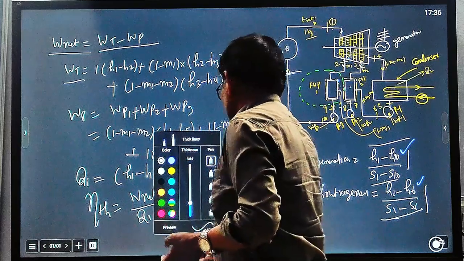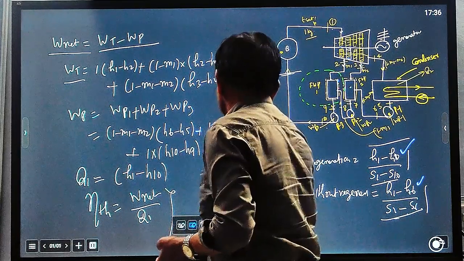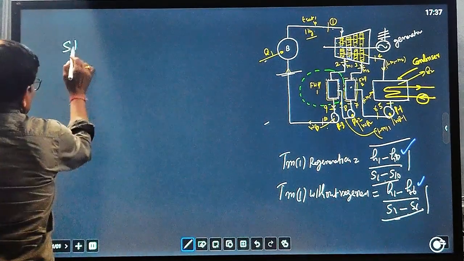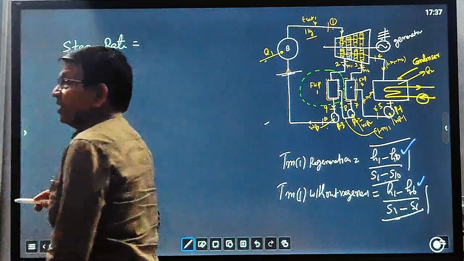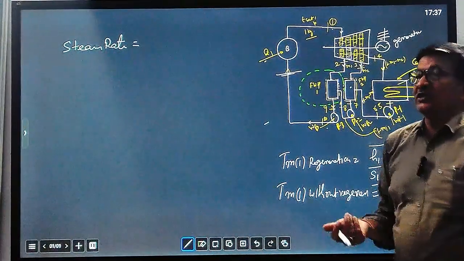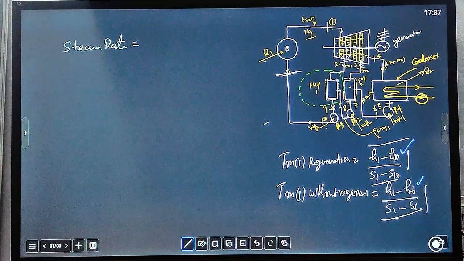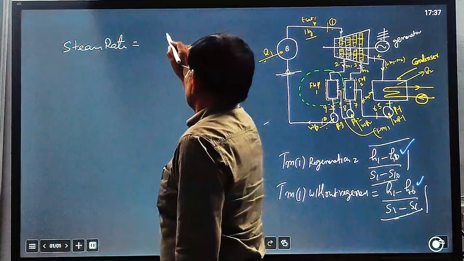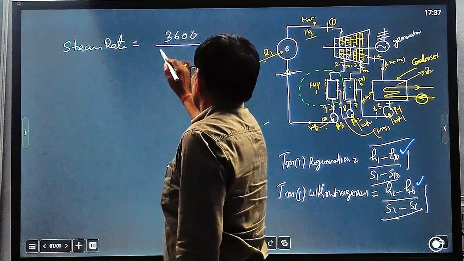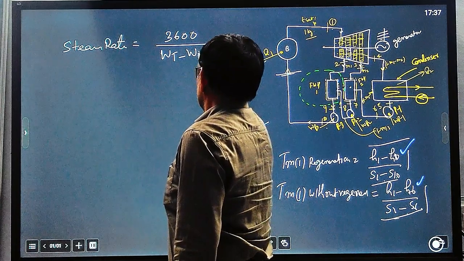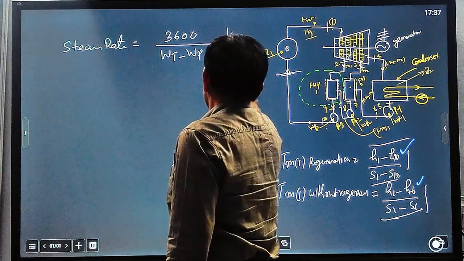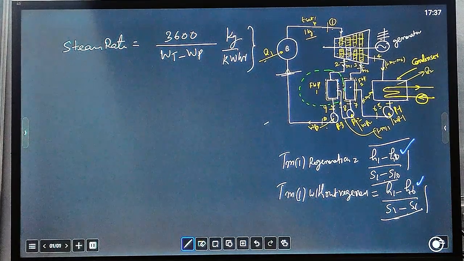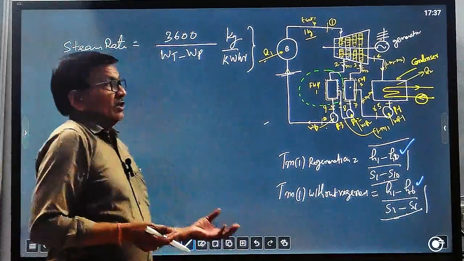If you want to calculate steam rate, again I want to define the formula of steam rate. So now steam rate is the kilogram of steam required per hour to generate 1 kilowatt of net power. It is 3600 upon W_T minus W_P, kg per kilowatt hour. This is the steam rate. So all these things you can find by using equations.